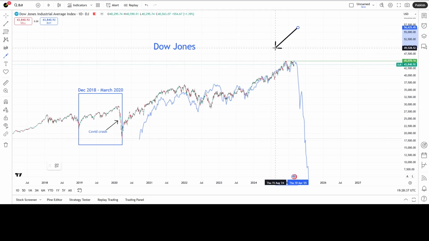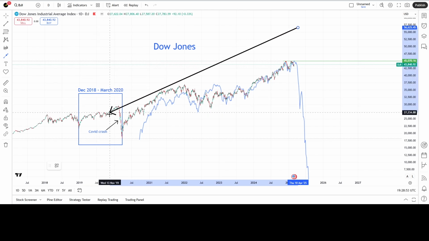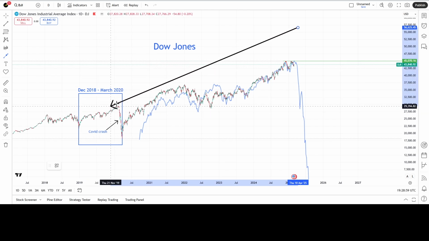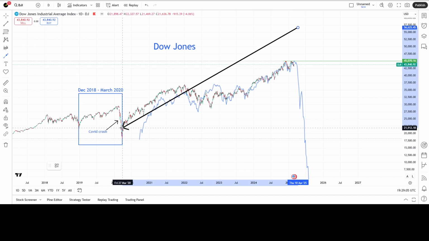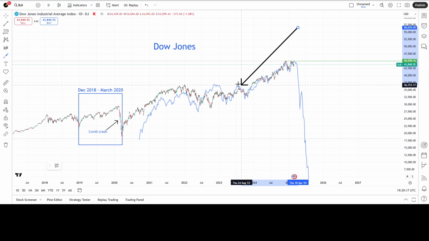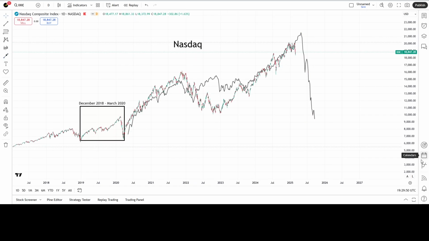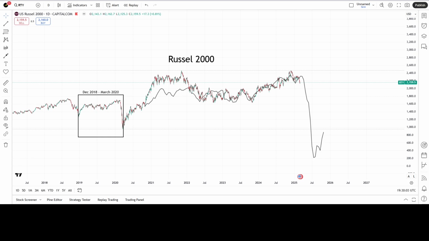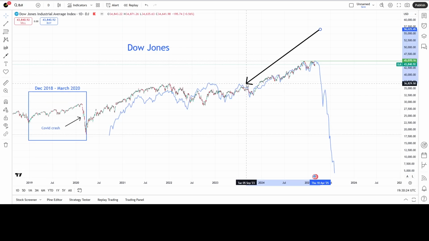Okay, so this is the Dow Jones, and I would like to propose that this is the clock to which all crypto should be weighed against. It is my belief that the Dow Jones has been following this fractal from 2018 to March 2020. This decline is the C19 crash. It is my belief that the Dow Jones, really all indexes, the S&P 500, the NASDAQ, the Russell 2000, they're all telling us the same story.